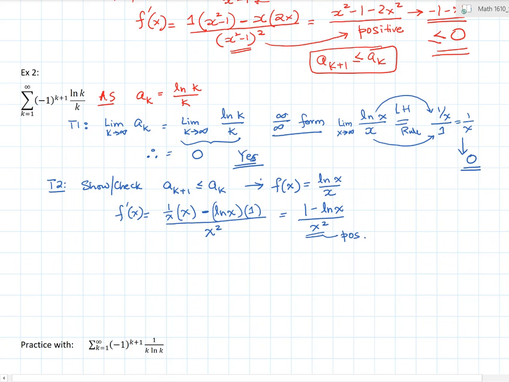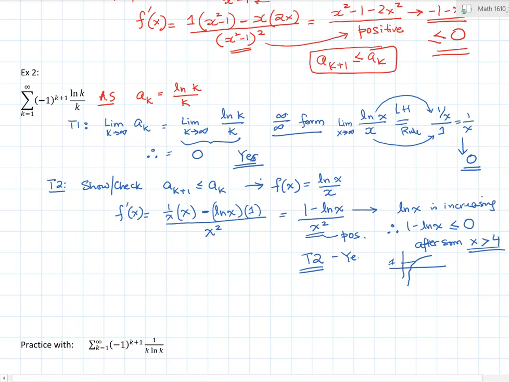So the question is, what about the numerator? Now we know that ln x is an increasing function. Therefore, 1 minus ln x is definitely going to be less than or equal to 0 after some x, let's say greater than 4 for sure, because the graph of ln x looks like this. So this is going to be more than 1 definitely after x equals 4. So test 2, yes. Since both tests are satisfied, we can say that the given alternating series converges.